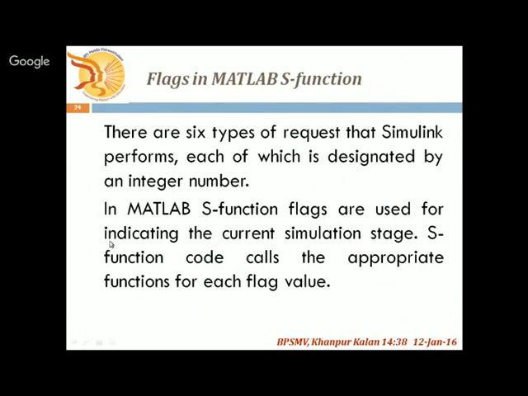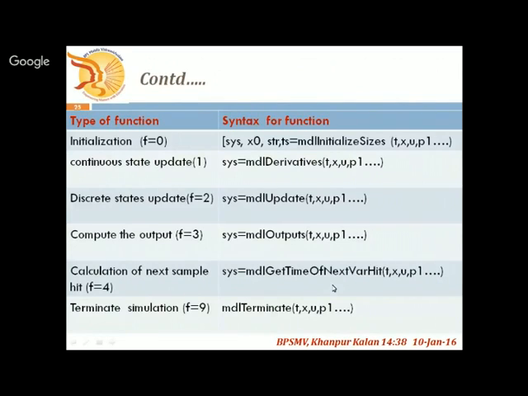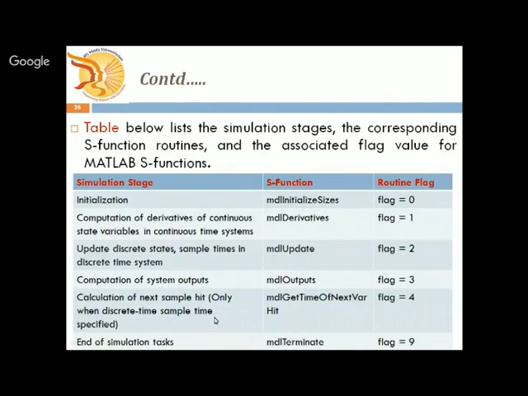There are 6 types of requests that Simulink performs, each of which is designated by an integer number. Flag values are 0, 1, 2, 3, 4, 9. In a Matlab S function, flags are used for indicating the current simulation stage. The S function code calls the appropriate sub function for each flag value. These are the sub functions which are called corresponding to each flag value, along with the stages of simulation that proceed.